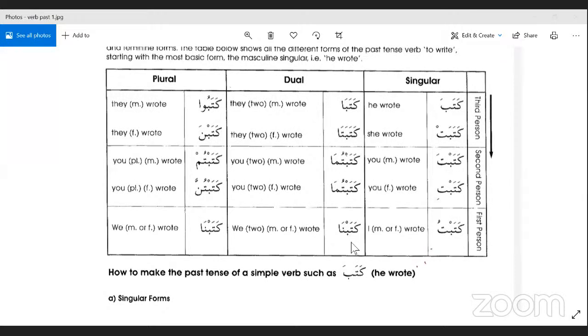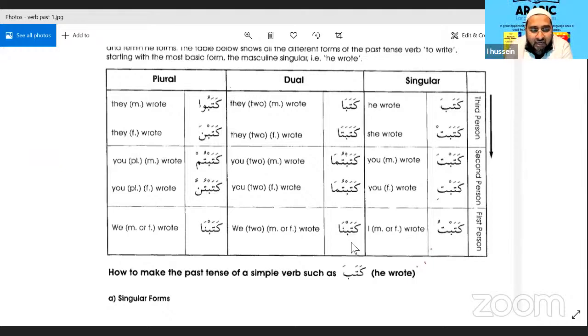How are you finding it? Alhamdulillah, I'm understanding, so far so good. That's brilliant. Okay, can you choose the next student to come on the mic?